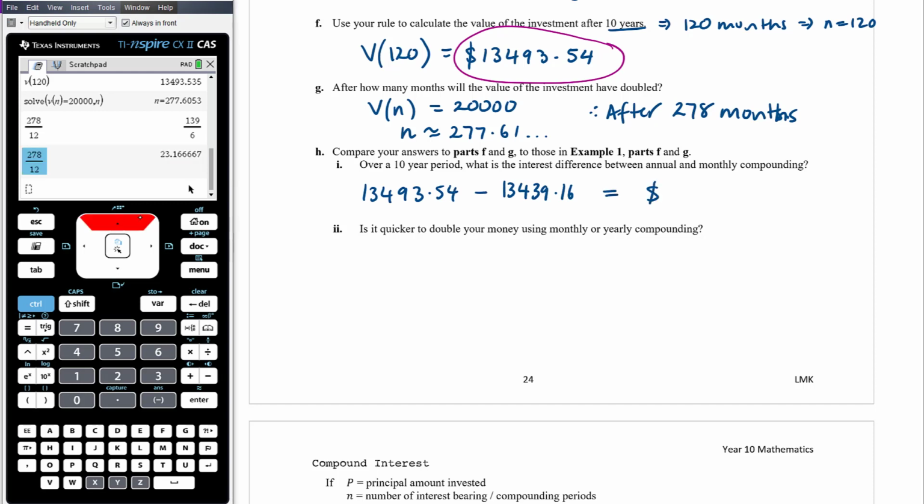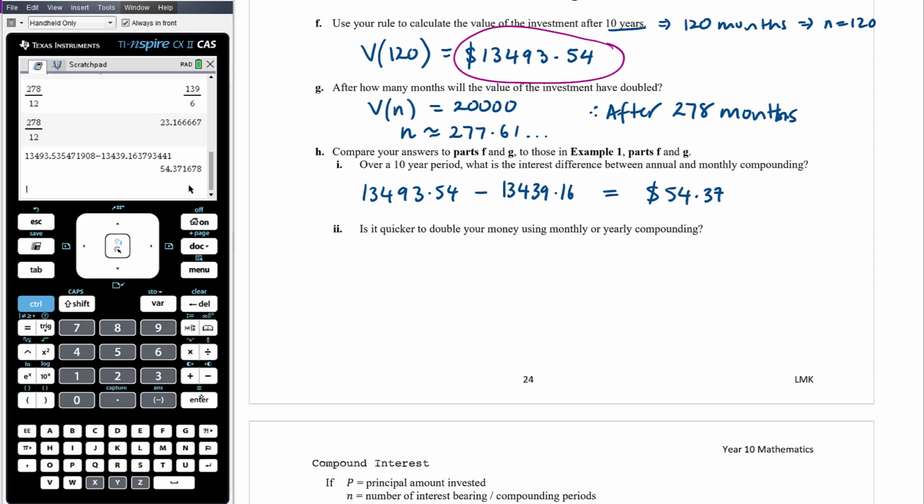Now again, in our calcs, we want to get used to working nice and exactly. So we should have these two numbers sitting up here. There's that first number, minus, let's go and find the other one. There it is. Okay, so we get an extra $54.37.